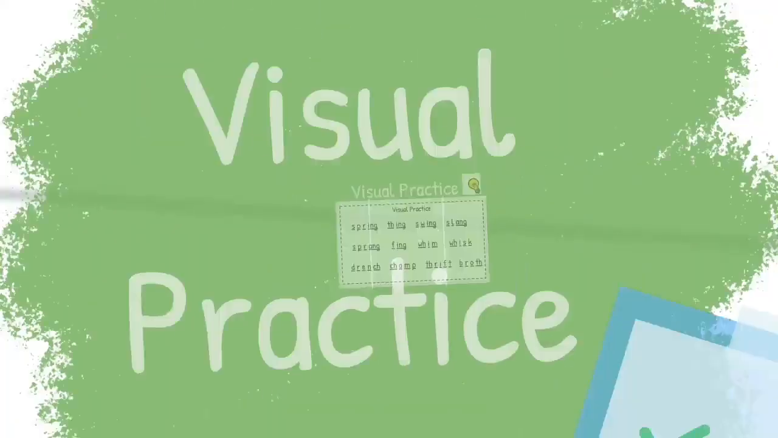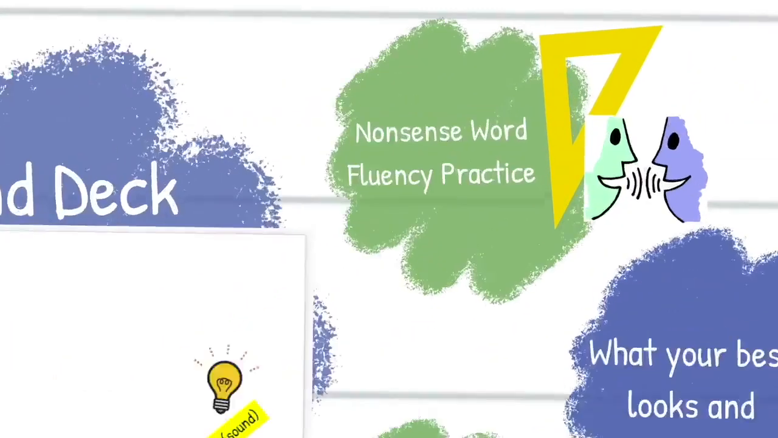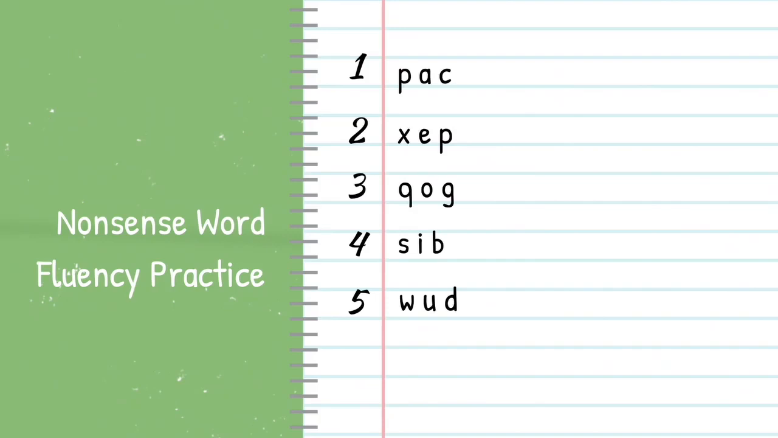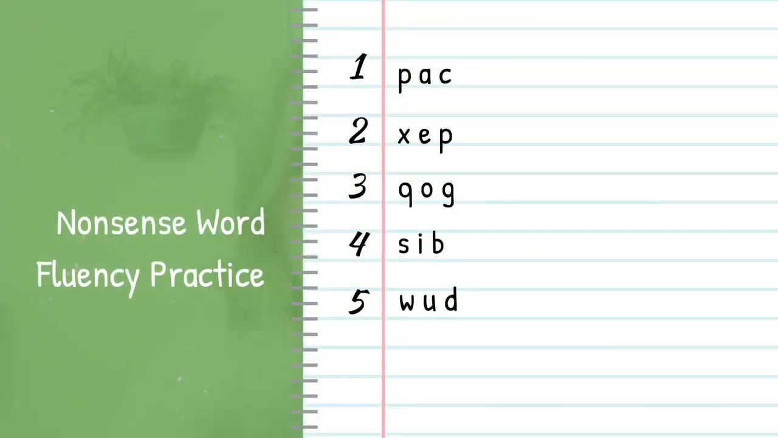Whoops, we are not quite ready for visual practice. We need to go on to our nonsense word fluency practice. So friends, as we practice these, make sure that you are either stretching each sound out or chopping each sound up. So looking at that first nonsense word, I'm going to chop. p, a, ck. And then after I chop each sound up, I slide it all together. Pack. Pack.